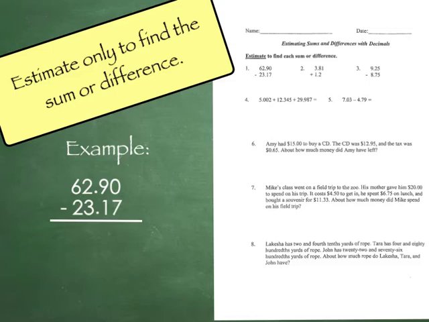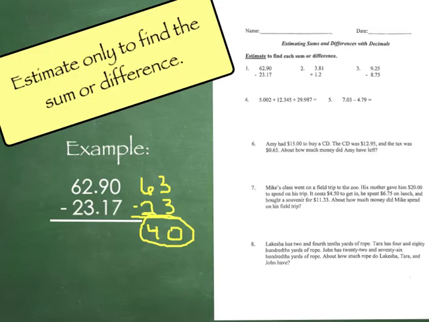The first problem is 62 and 90 hundredths minus 23 and 17 hundredths. 62 and 90 hundredths rounds to 63. 23 and 17 hundredths rounds to 23. So if we subtract, 3 minus 3 is 0, 6 minus 2 is 4, and so our answer is 40.